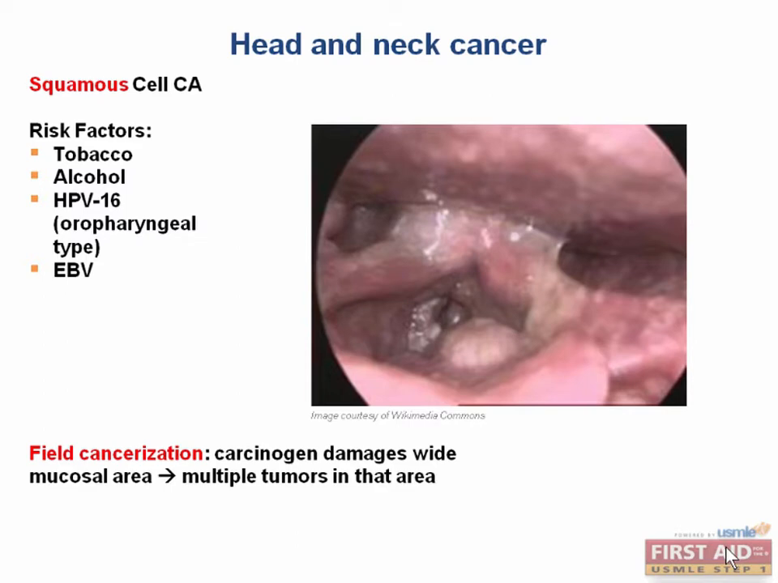This image is an indirect fiber optic exam of the larynx, which demonstrates a mucosal mass on the laryngeal side of the epiglottis, likely representing a squamous cell carcinoma. What's the next step? A direct laryngoscopy and biopsy.